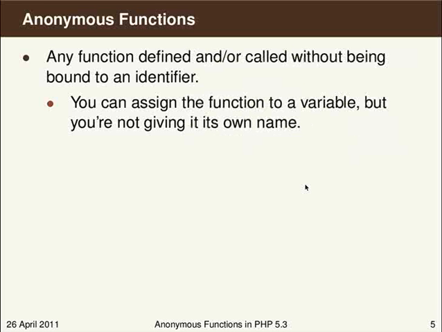Anonymous functions then are just any function that is defined or called without being bound to an identifier. When I say bound to an identifier, I mean it's named. So typically, if you look at PHP, we have a lot of functions like str_replace or strcmp, those sorts of things. The identifier there is what we're talking about. Those are named. Now, you can assign a function, but that's not the same as having it bound to an identifier. So we can assign a function to a variable, but we're not actually giving it its own name in this particular case.